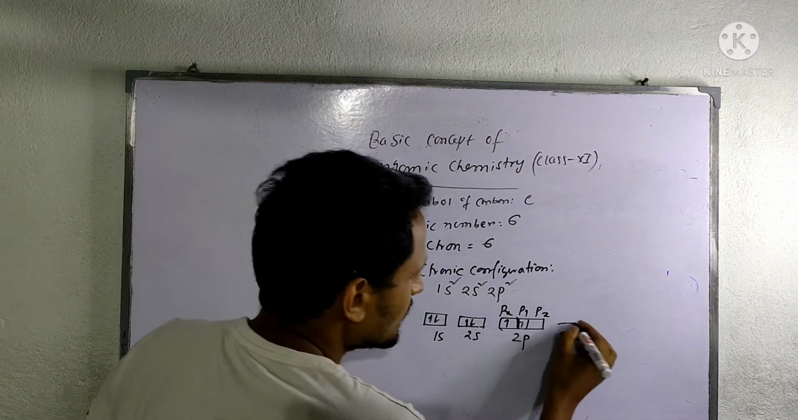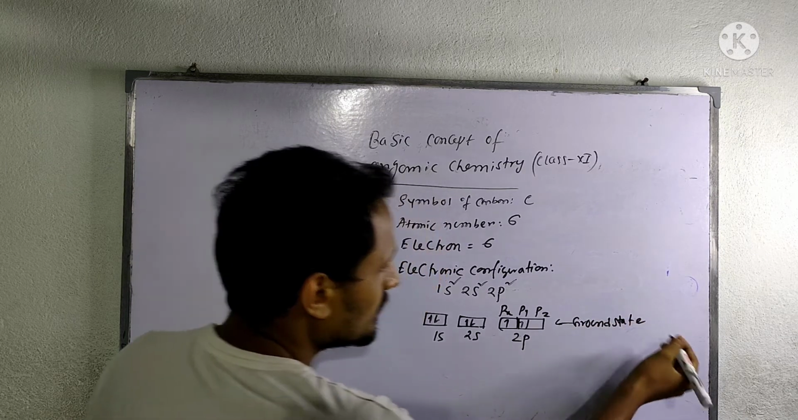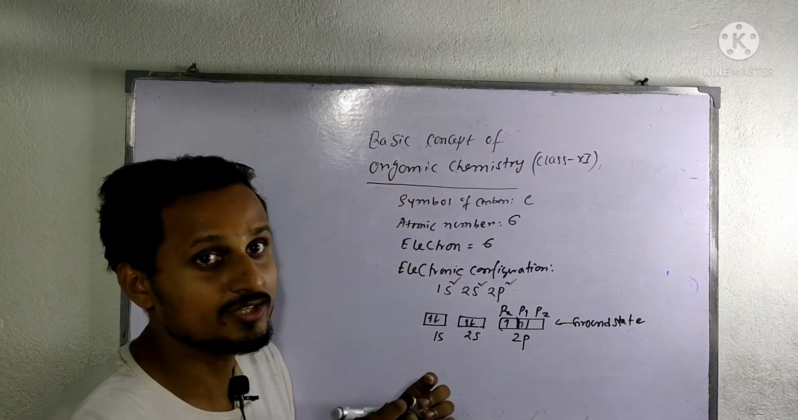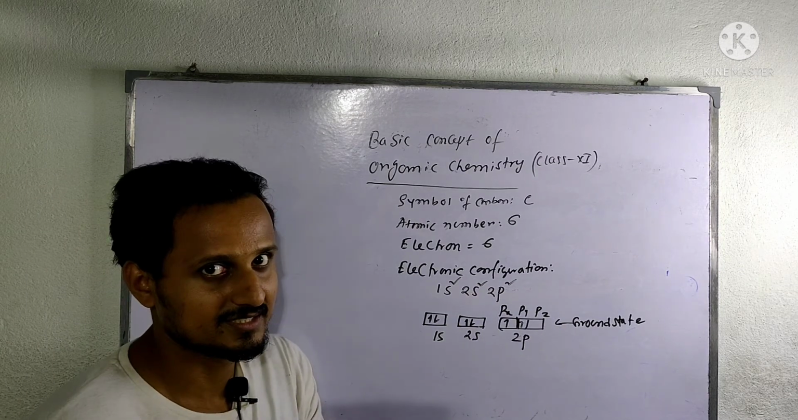Now this electronic configuration is in the ground state. When the carbon is in the excited state, that means it is going to take part in the reaction, at that time it will show its valency.